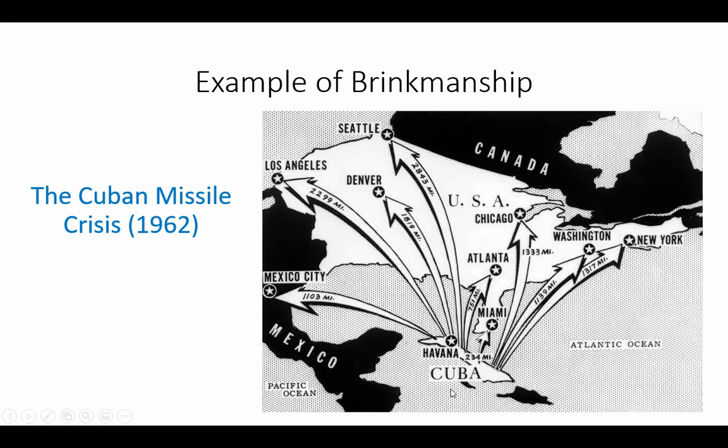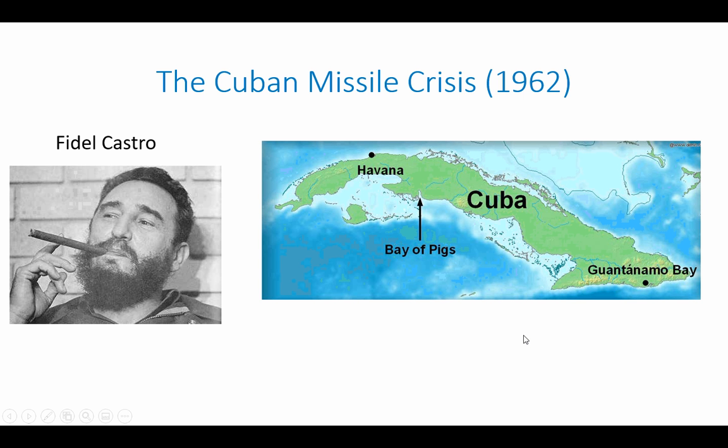weapons in Cuba. This was called the Cuban Missile Crisis. So here is the island of Cuba. It's a big island in the Caribbean Sea. And Cuba is relatively close to the United States. Okay, so they have pretty direct access to a lot of the United States. And so the Cuban Missile Crisis starts in 1962.